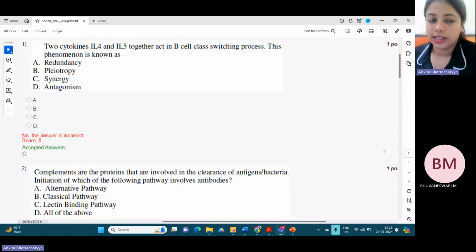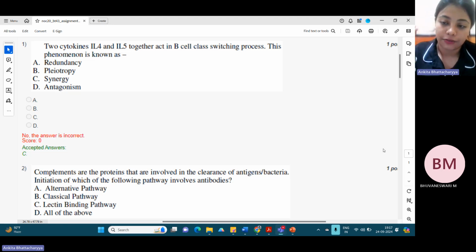I'll not go into details about this. You'll be learning what each of these means, but you might be already familiar with certain terms. Antagonism is where they oppose each other. Pleiotropy is something I want to introduce with a diagram. But obviously, when two types of cytokines or two types of molecules for that matter are together acting in a certain process, they are helping each other out. If they are helping each other out, then such a process eventually is said to be synergized by the effect of both these molecules.